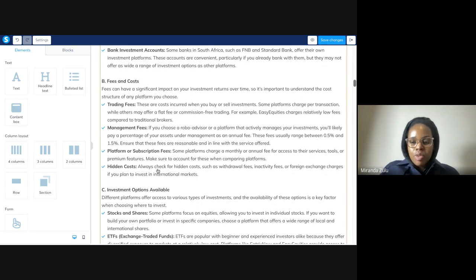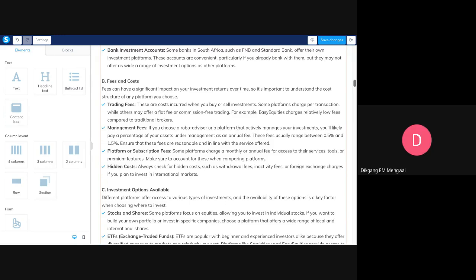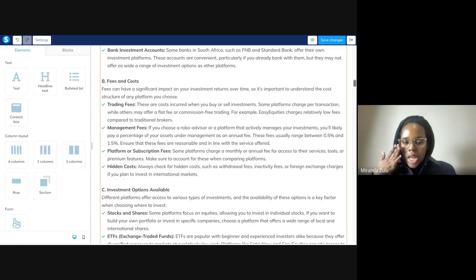Some of them will have platform or subscription fees. So for example, with Easy Equities, they've now introduced, what is it called? It's the new fee of paying 25 Rand a month. I forgot the term that they gave for it, which was a fee that they never had before. Is it Thrive or something? Yeah, it's the Thrive fees. So that's a new thing that they've introduced that wasn't there before. And so sometimes there will be that. There are some platforms that will charge a monthly and annual fee to access those services.